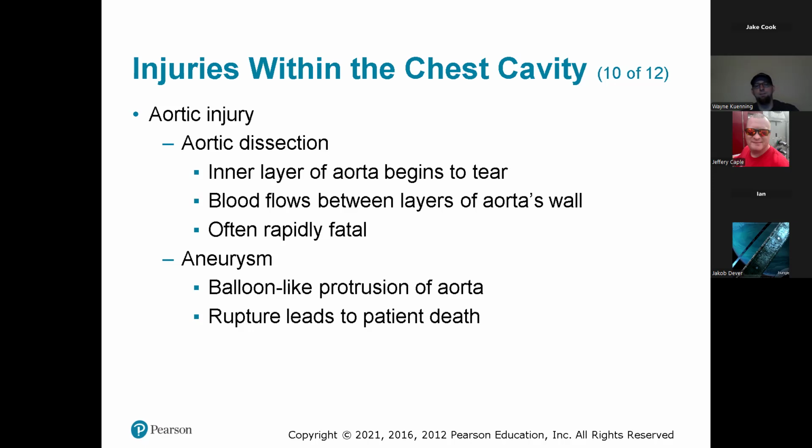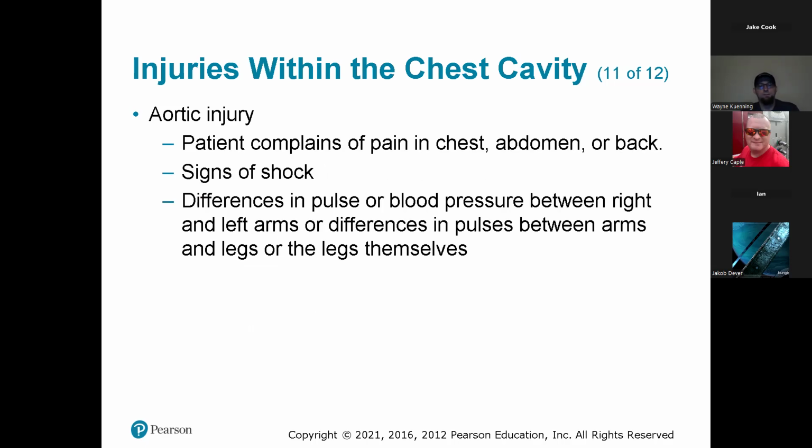An aneurysm is a balloon-like protrusion of the aorta. What that means is not all of the layers of the aorta have ruptured, and the blood is collecting outside the muscle portion of the aorta, but still inside the arterial wall. If that ruptures, it's typically fairly fatal. They're going to complain of chest pain, back pain, abdominal pain, and they're typically going to be fairly unstable.